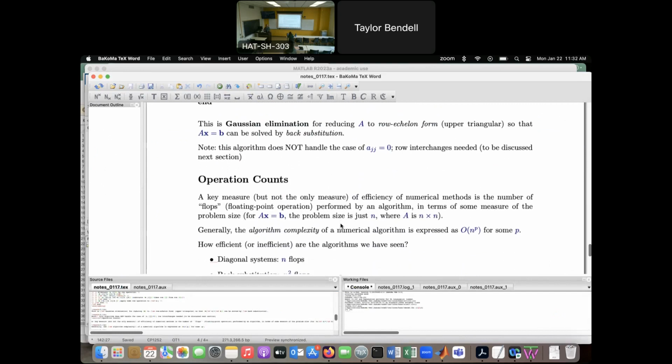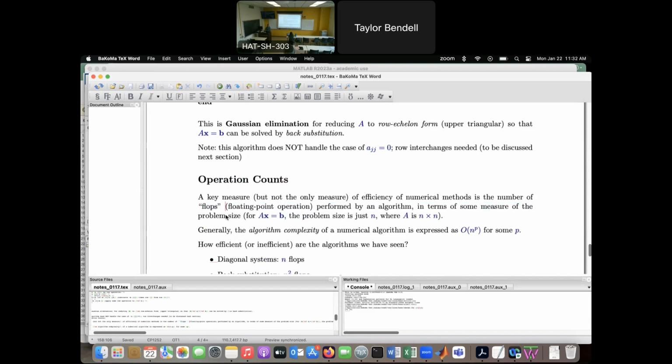So all numerical algorithms need to satisfy criteria of being accurate, being efficient, and being robust. Right now we're going to focus on efficiency. Now, a relatively simple way to measure efficiency is how many arithmetic operations is your algorithm performing? So this is floating point arithmetic. The informal term for floating point arithmetic operations is flops.